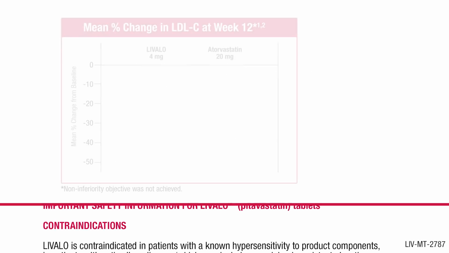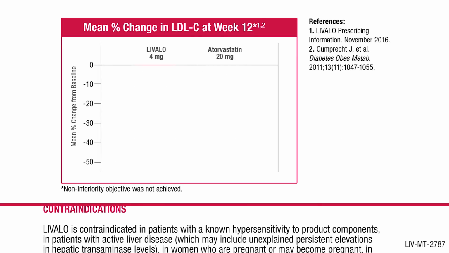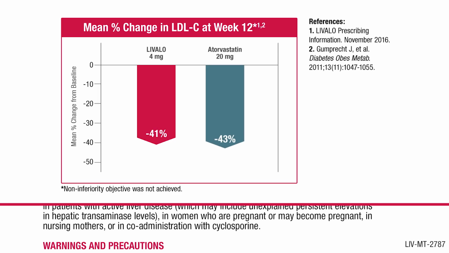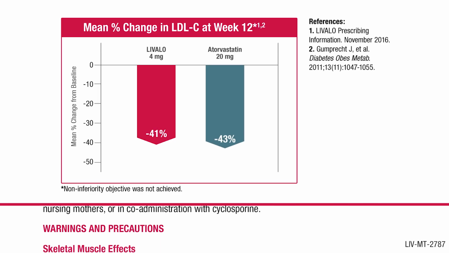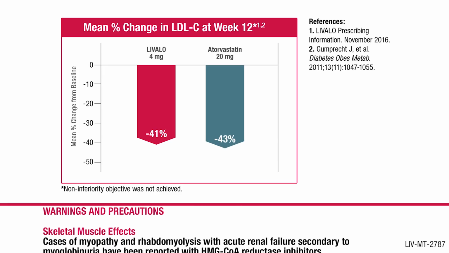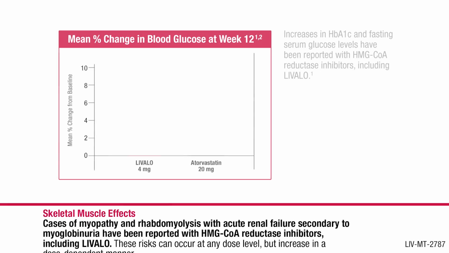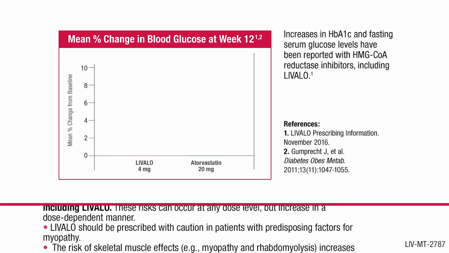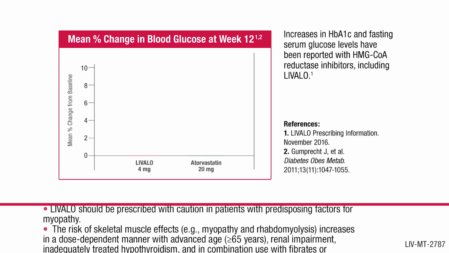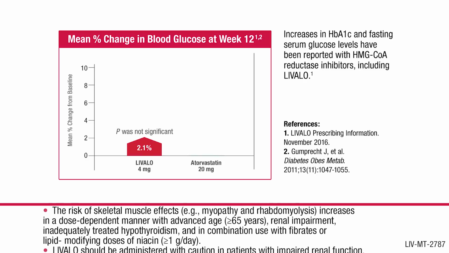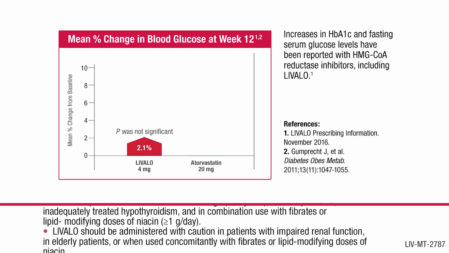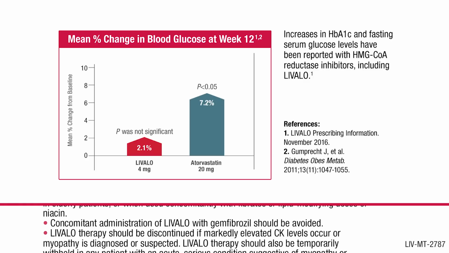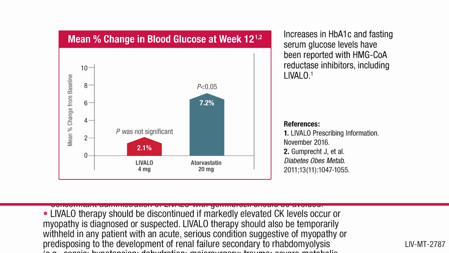In this clinical trial, with respect to LDL-C, LIVALO 4 mg was not statistically different from atorvastatin 20 mg, with reductions in LDL-C of 41% and 43% respectively. Additionally, related to safety, looking at mean percent changes in blood glucose from baseline at week 12, LIVALO 4 mg demonstrated a non-significant 2.1% change in blood glucose, while atorvastatin 20 mg was associated with a statistically significant 7.2% increase in blood glucose.